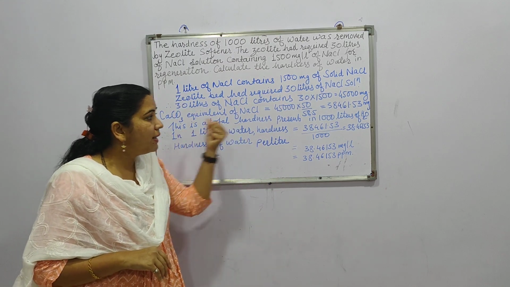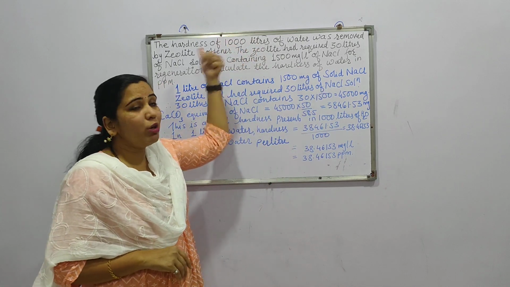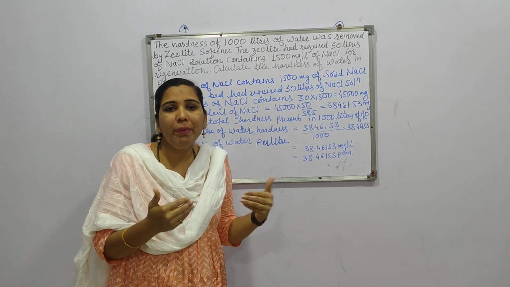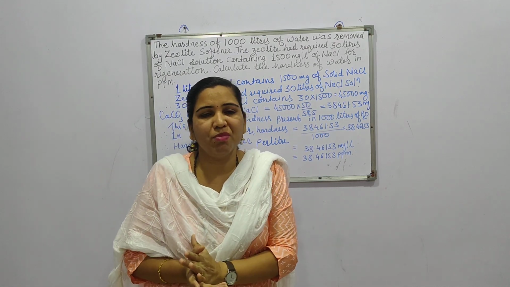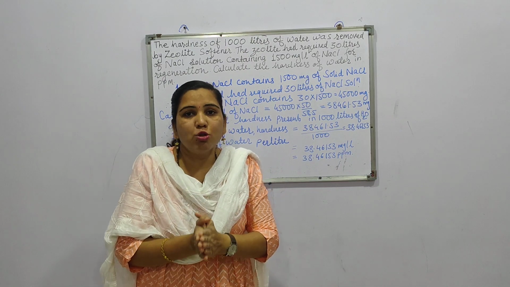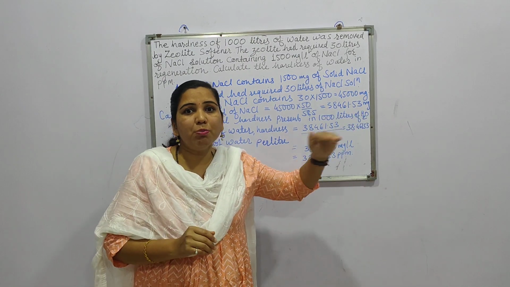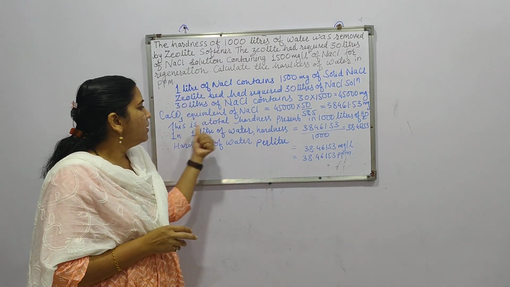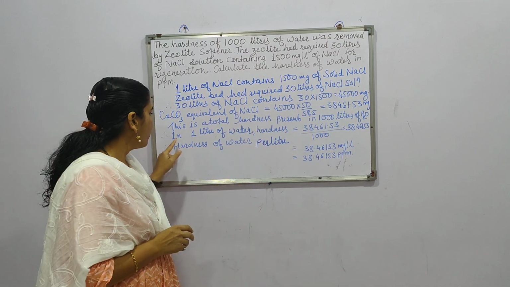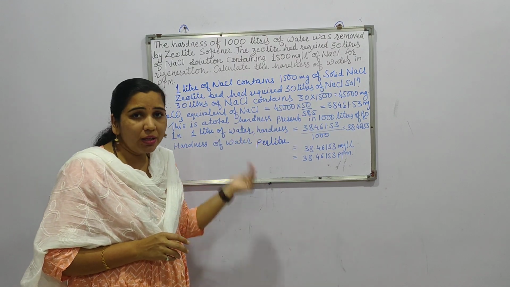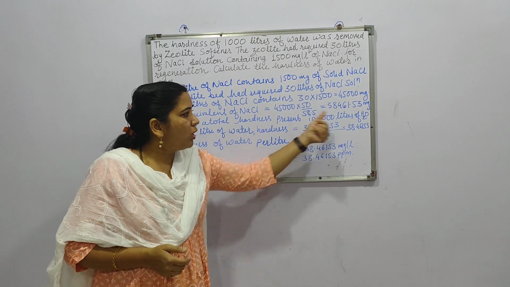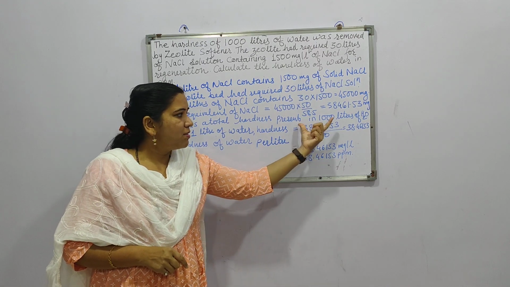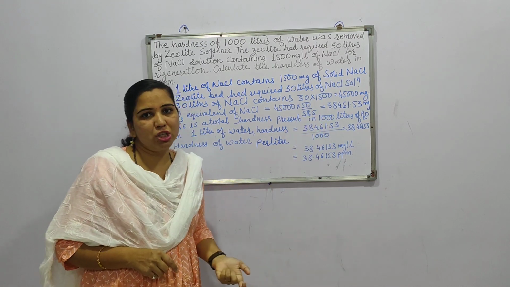This hardness is present in how much water? In 1000 liters of water. Now the answer is asked in ppm. ppm is parts per million, which is equal to milligrams per liter. As it is in milligrams per 1000 liters, we want it per 1 liter. So this total hardness present in 1000 liters, 38,461.53, we divide by 1000, that is hardness upon volume of water.